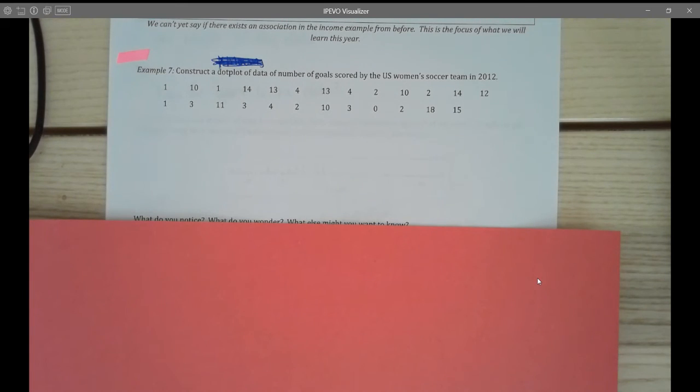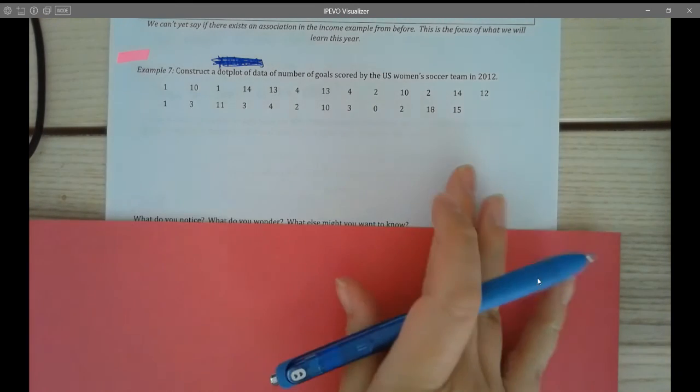We talked last time about a two-way table. Today we're going to talk about a dot plot. So a dot plot is a plot of dots. It's exactly what it sounds like.